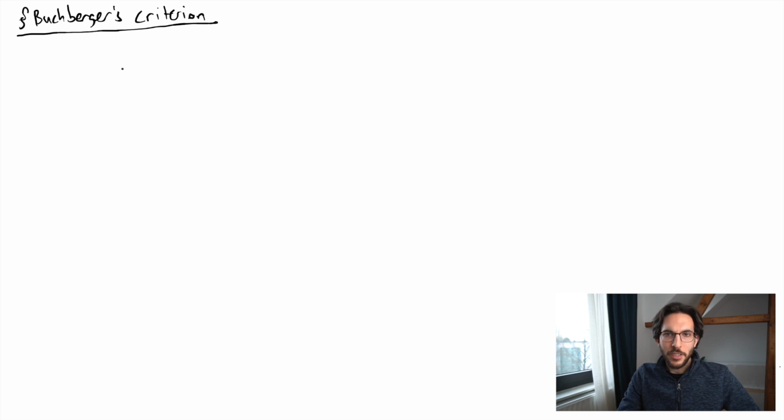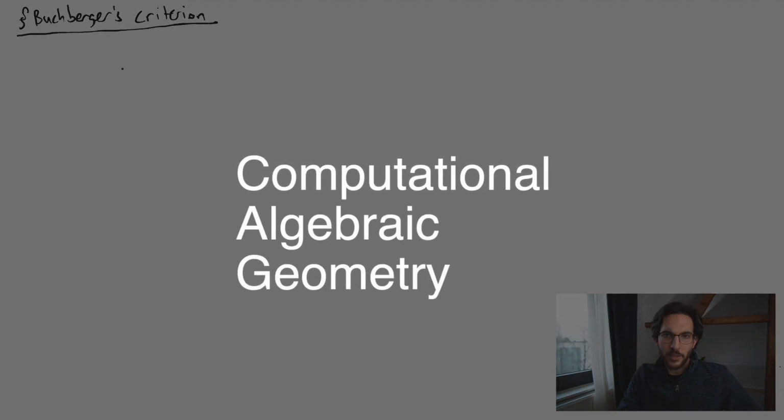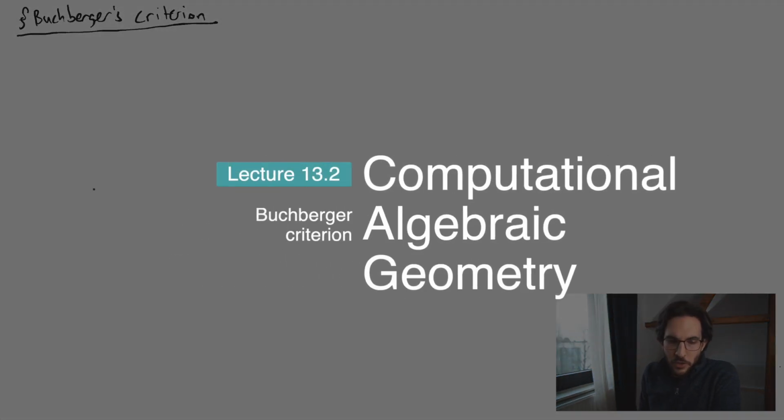Given a basis for an ideal, we're going to find out how we could test if it's a Gröbner basis or not. This is called Buchberger's criterion. First, a few notations.